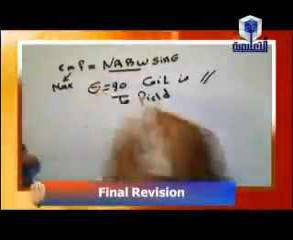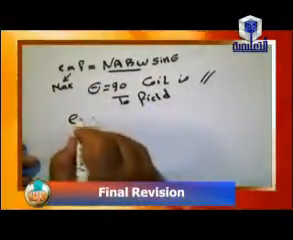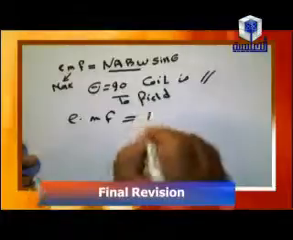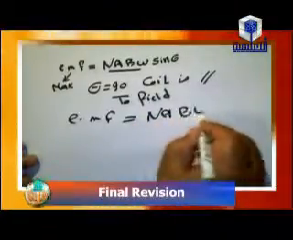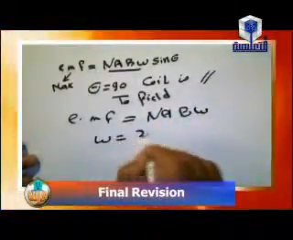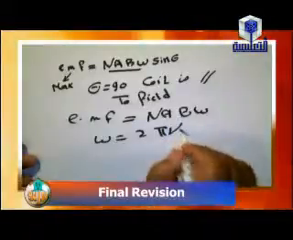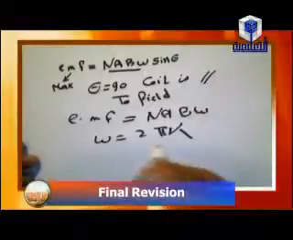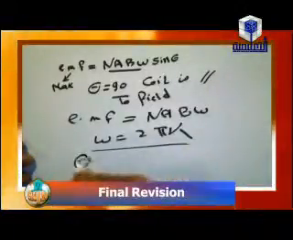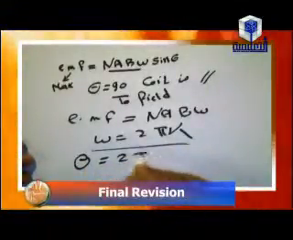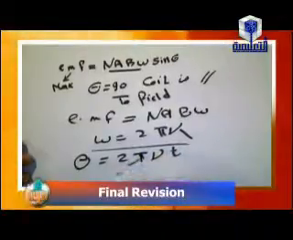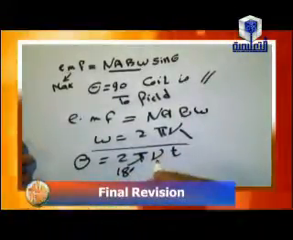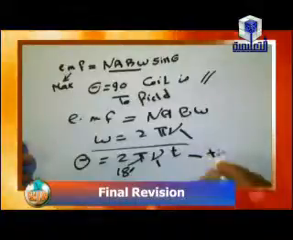So EMF equals NAB omega. Omega equals 2 pi nu, where nu represents the frequency, and pi is equal to 22 over 7. To get theta, theta equals 2 pi nu t, where pi equals 180, nu represents frequency and t represents time.